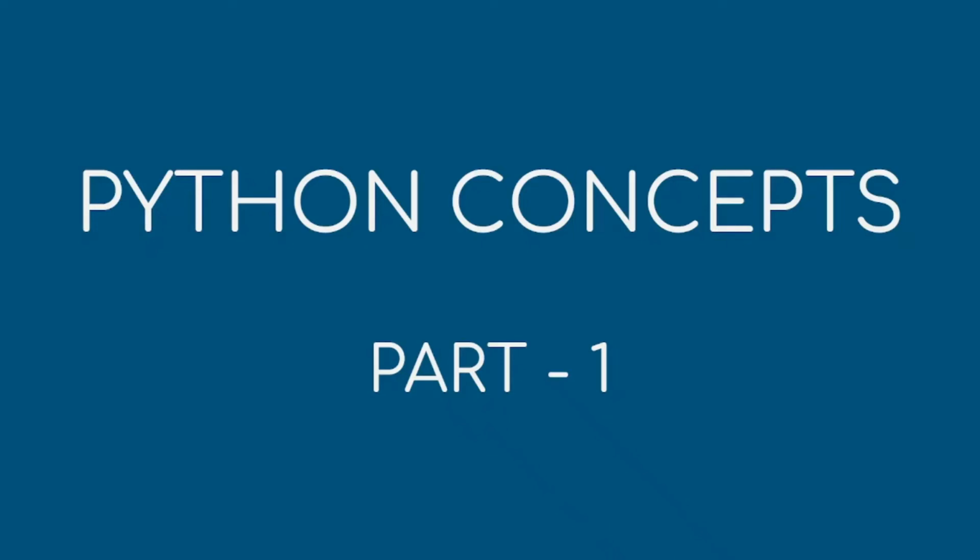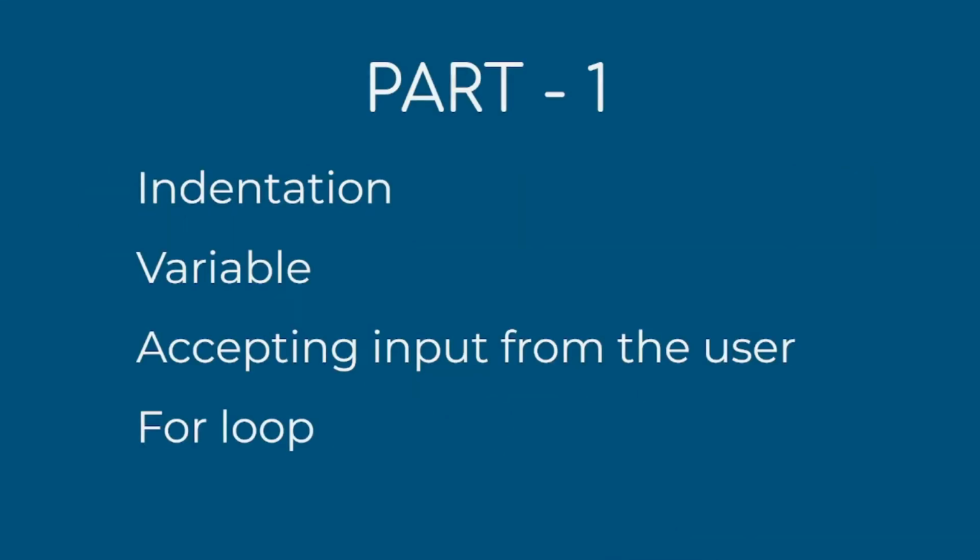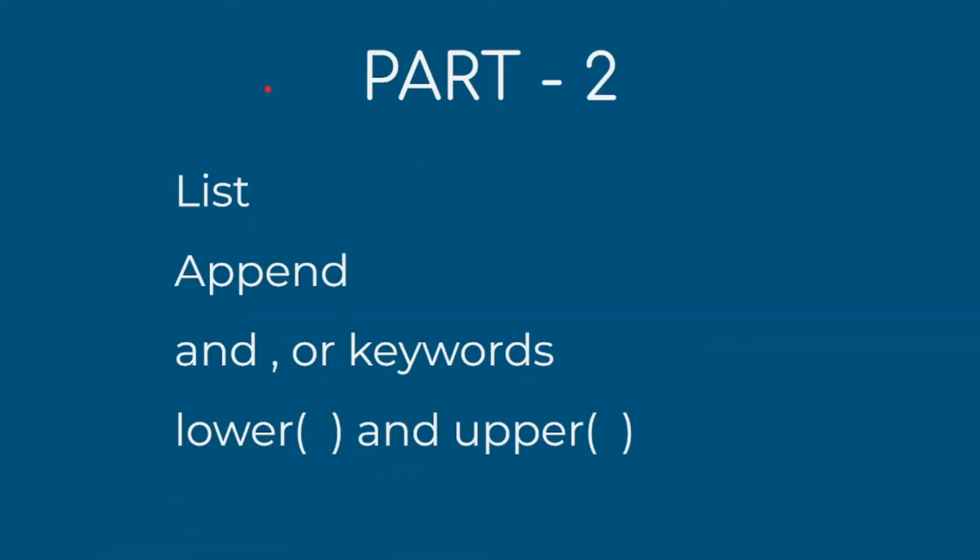In this video, we are going to discuss the Python concepts which you need to know to clear CPA or IRA or PRA. I'm going to split these concepts into three parts. In first part, we'll see about indentation, variables, accepting input from the user and for loop. In second part, we're going to discuss about list, append method and or keyword, the lower method and the upper method.